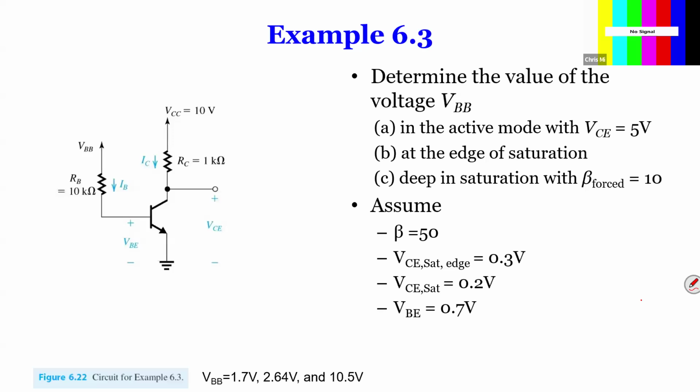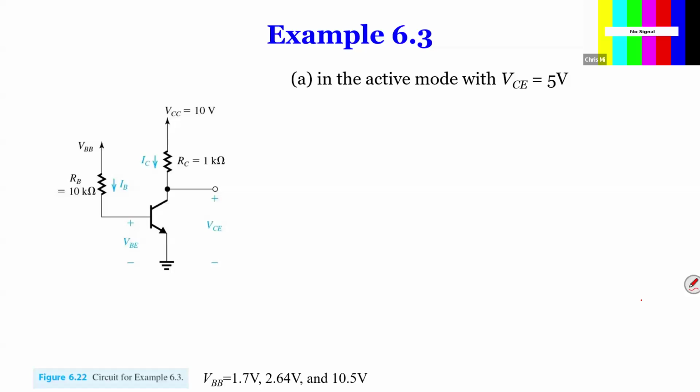And C, deep in saturation means beta first is 10. When it's in saturation, beta first can be anything less than beta, but here it asks you to design the circuit such that beta first is equal to 10. Of course, it did tell you that VCE saturation is 0.2 volts. Okay, so we're going to solve the problem one by one.